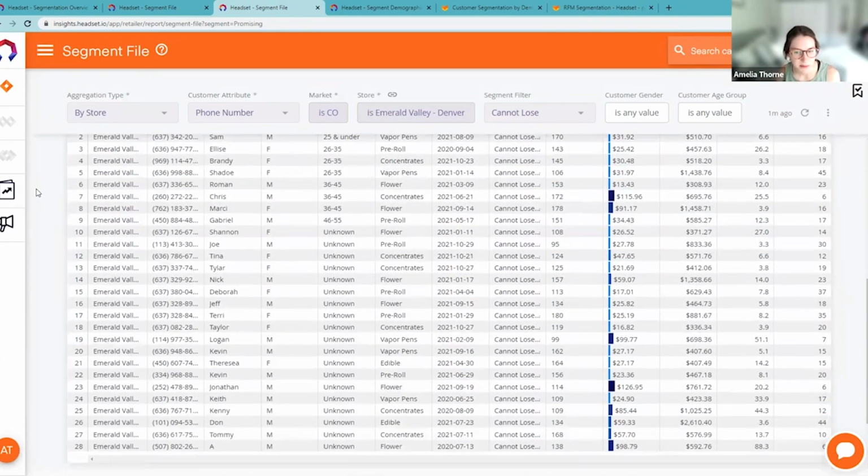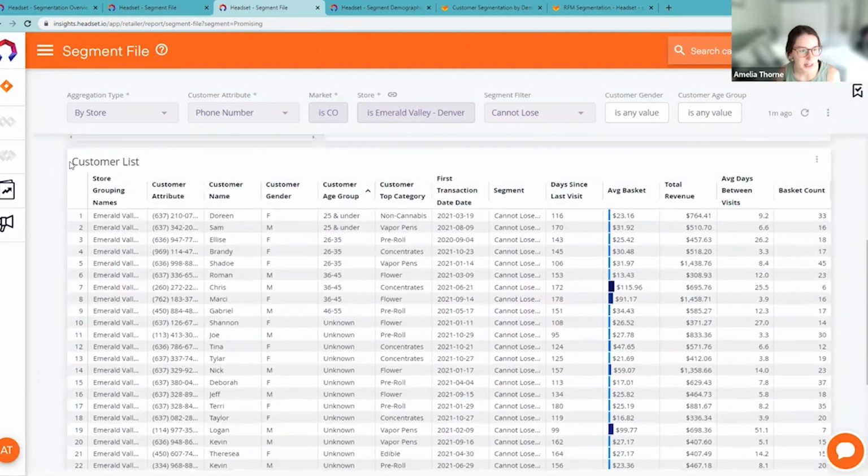Next thing that I'd like to really look at that I find super interesting is this customer list. This customer list is all of the customers within your cannot lose file that have been shopping at your store. And you can see their customer attributes, so their phone numbers, or if email selected, emails would show there. Customer name, gender, what their top category is.